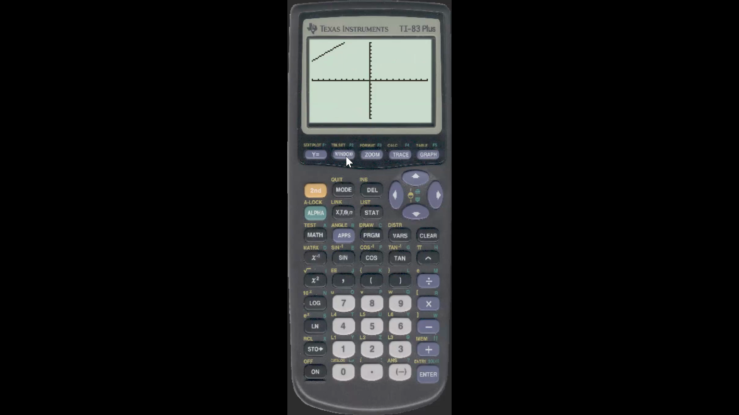All right. So now we're going to go back to the window button, and we're going to change this to negative 20 to positive 40. We're going to change the scale to 5. And we're going to change the Y max to 50, Y scale of 10. So make sure your numbers match up with what I've got there. All right, hit the graph button again. Does your graph look something like that?